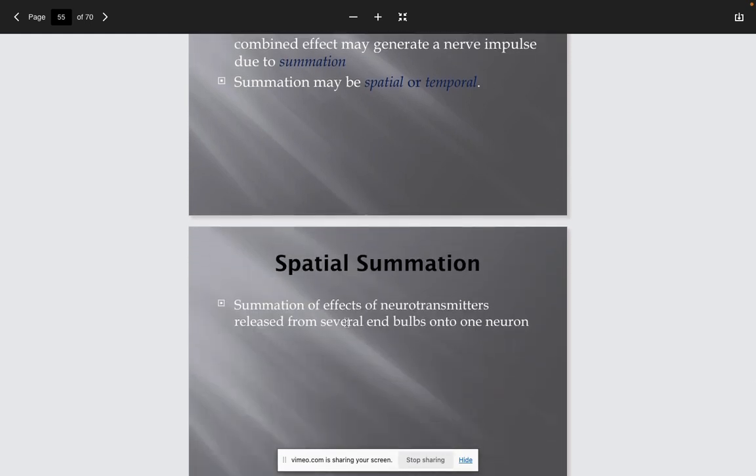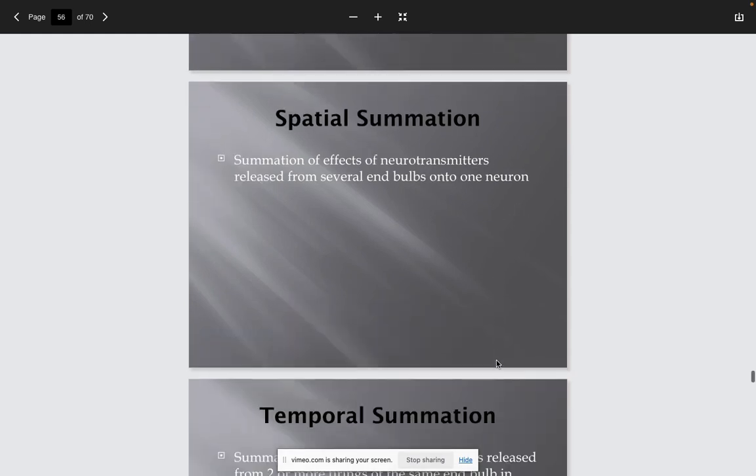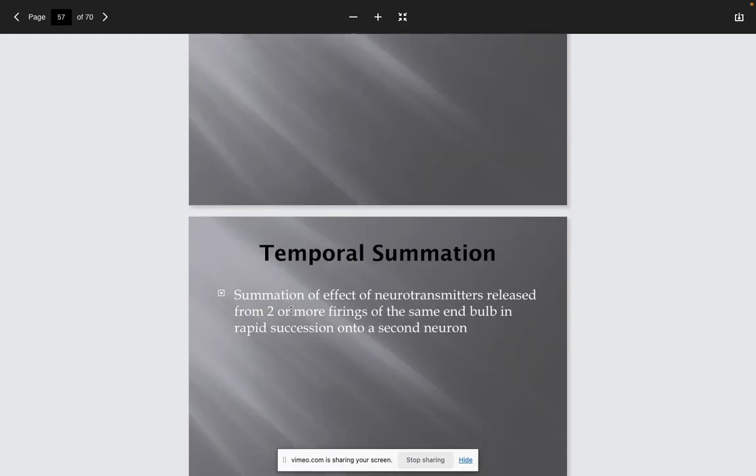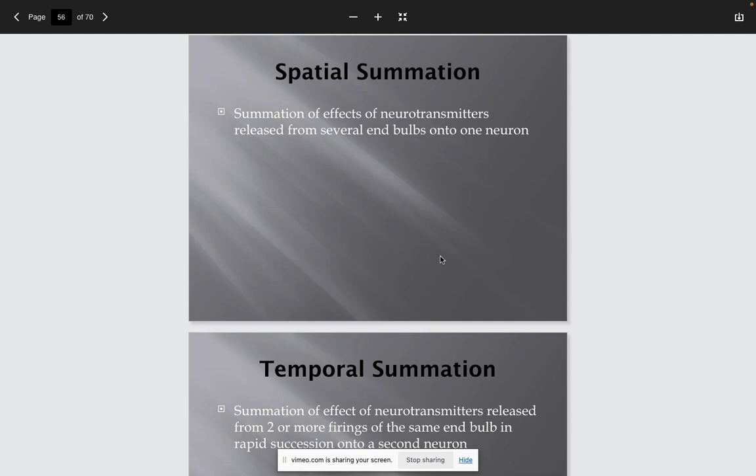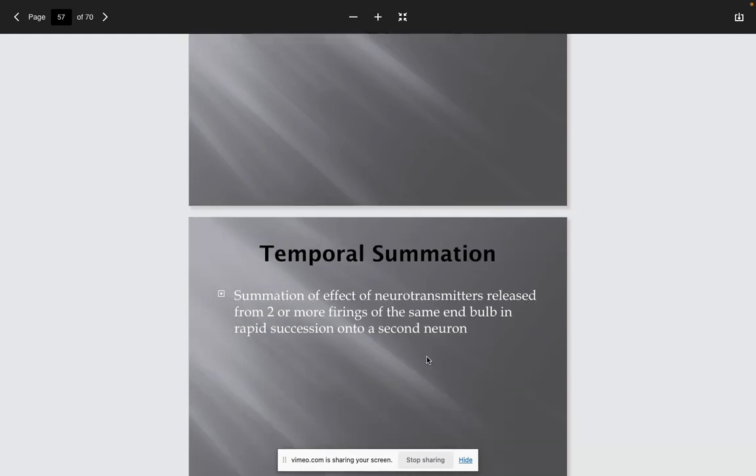Spatial summation is the summation of effects of neurotransmitters released from several end bulbs, but here's the key, onto one neuron. Whereas temporal summation is the summation of effects of neurotransmitters released from two or more firings of the same end bulb in rapid succession onto a second neuron. So here you have onto one neuron, here you have onto the second neuron.